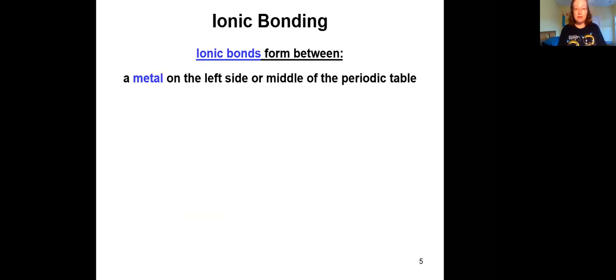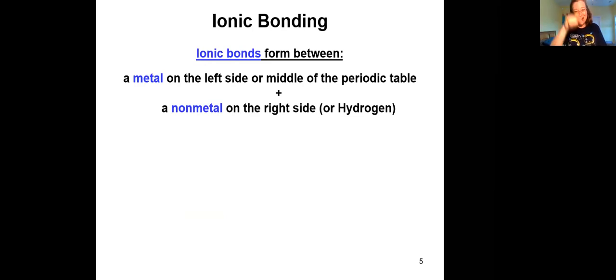The rest of the chapter is about ionic bonding. The ionic bonds form between a metal that's on the left side or middle of the periodic table and a nonmetal on the right side of the periodic table. Or don't forget little hydrogen, he's over there at the top of the first column, but he's still a nonmetal, and he will behave like every other nonmetal when it comes to ionic bonds.